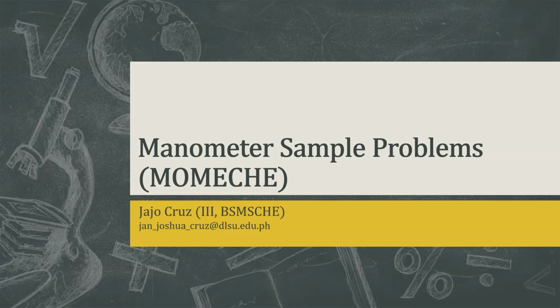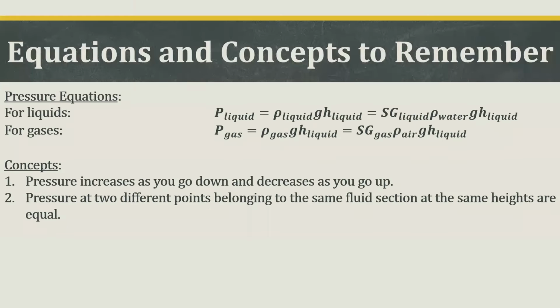And how to get pressure readings. So this is a topic in momentum transfer or MOMECHE and also a topic in basic CHE calculations or chen.acads. So let's begin. There's only one equation or formula to be remembered, which is rho g h.